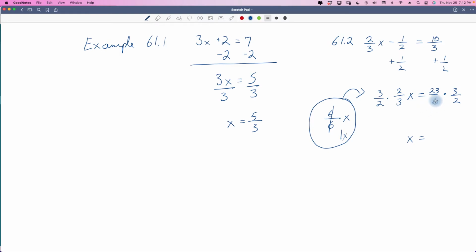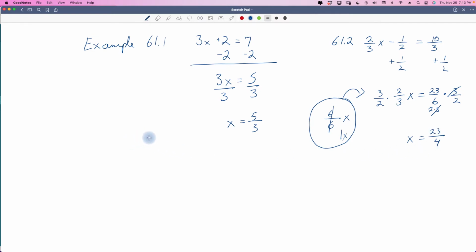We know that we could factor this into 2 times 3, which allows us to get rid of this 3 and this 3. So now we have 23 over 2 times 2. So 23 over 4 is our answer. All right? Leave it a fraction. I do not want a mixed number. I do not want a decimal. You want to keep it a fraction.